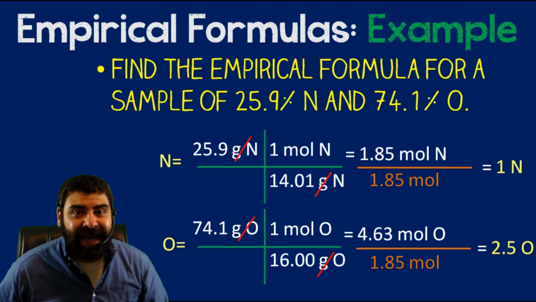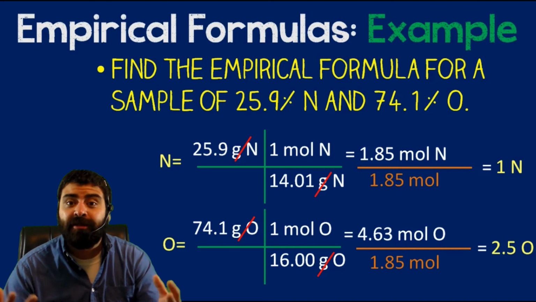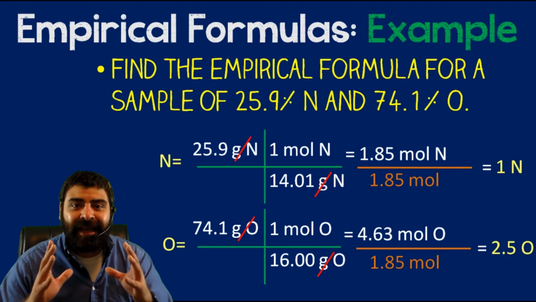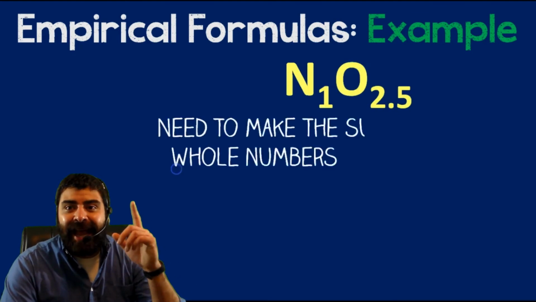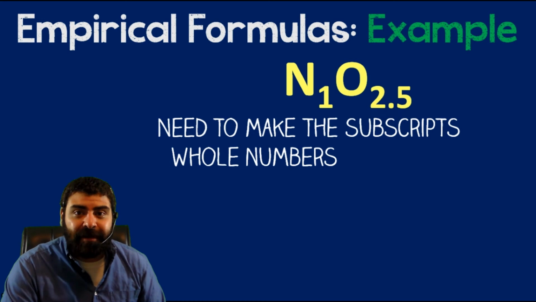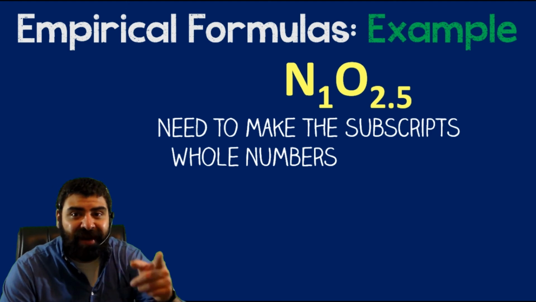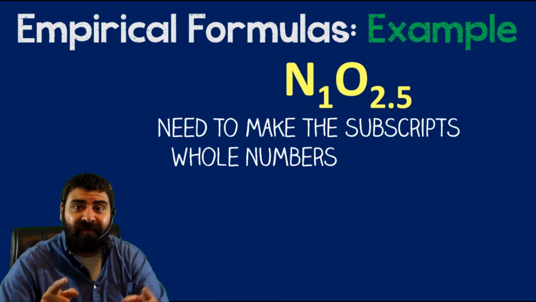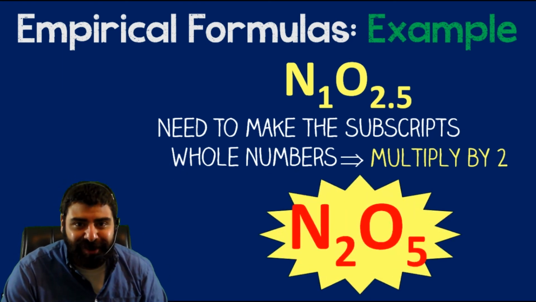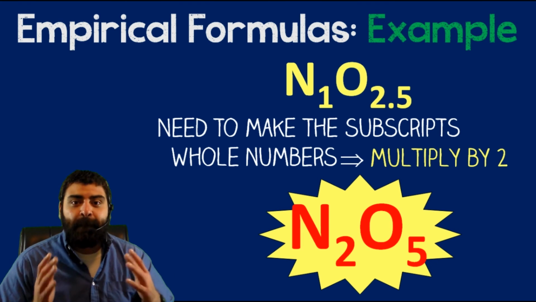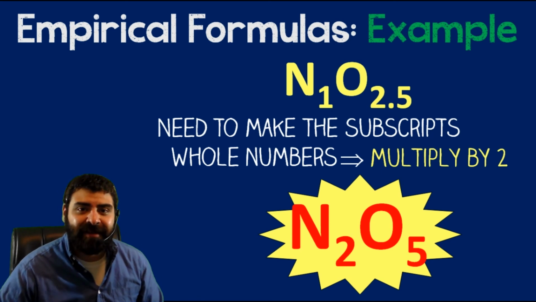Well, of course you can't have half an atom, so we're going to have to use step 4 and either double, triple, or quadruple this number to make it a nice, even whole number. Well, 2.5 can be doubled, and that will make it a whole number subscript. So the 1 to 2.5 ratio can be doubled to a 2 to 5 ratio, giving us the empirical formula of N2O5 once we've multiplied it by 2. And that's how you find empirical formula, the smallest whole number ratio of elements in a compound.